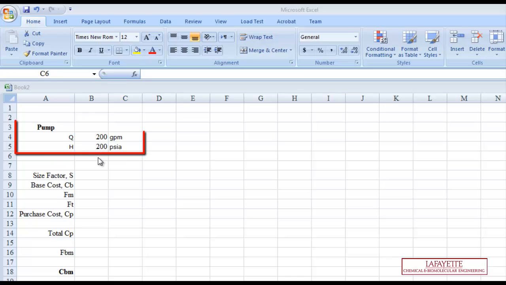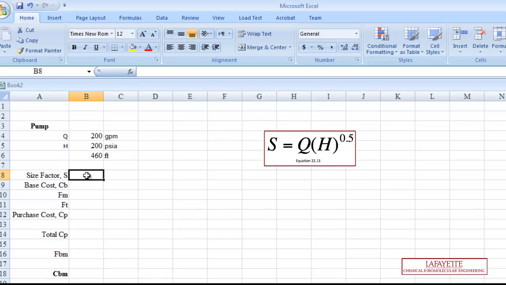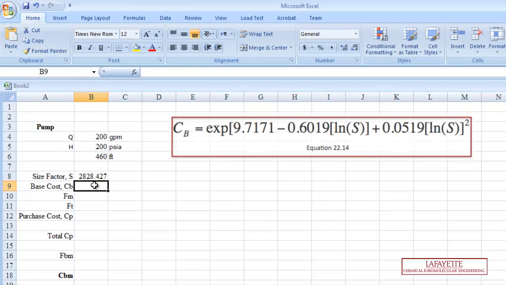following process parameters shown here. The pump head must be converted to feet of water by multiplying the head by 2.3. Use the following equation to calculate the value of S, the size factor of the pump. From the size factor, the base cost, CB, can be calculated via the equation shown.